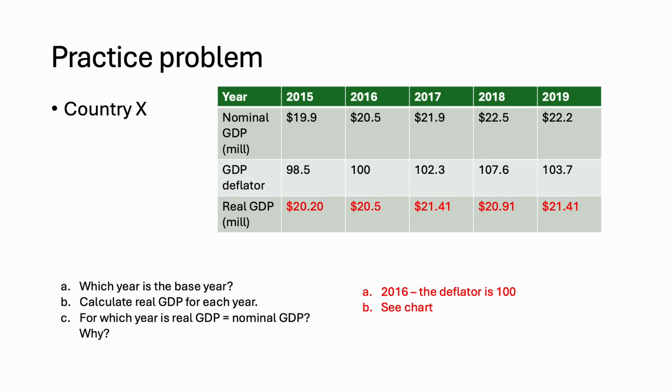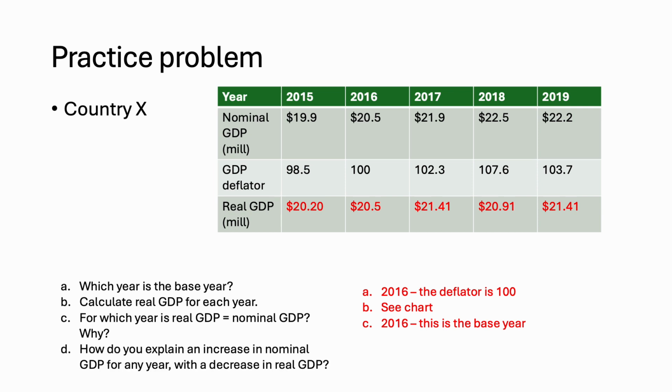Question C, for which year is real GDP equal to nominal GDP, and why? That is 2016. Nominal GDP is $20.5 million and real GDP is $20.5 million, which makes the deflator 100. That is the year that we are comparing everything else to.